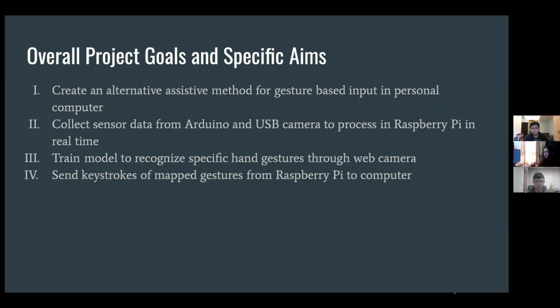The overall project goals and specific aims were to create an alternative assistive method for gesture-based input in a personal computer, to collect sensor data from an Arduino and USB camera to process in the Raspberry Pi in real time, and to train a model to recognize specific hand gestures through a web camera and send keystrokes of mapped gestures from the Raspberry Pi to the computer.